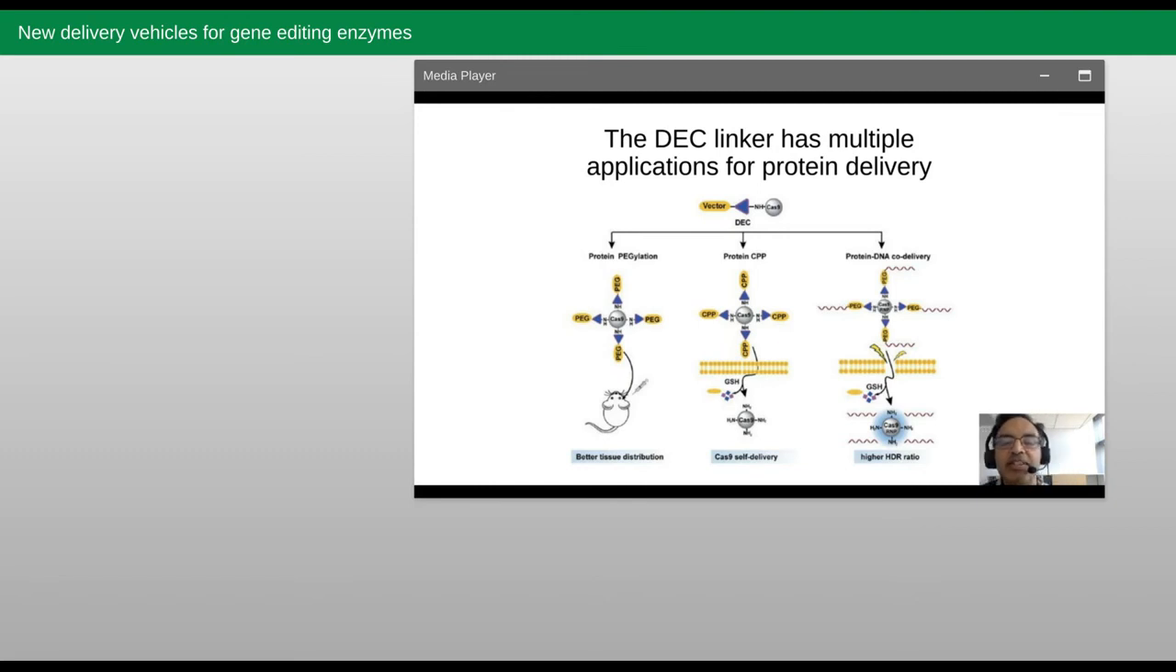There are numerous applications of the DEC linker. I'm going to talk about two of them today. The first one is to conjugate PEG to the Cas9 to enhance its tissue diffusion in the brain, and this is under the heading of protein pegylation. The next application will be to conjugate cell-penetrating peptides to Cas9 to make a self-delivering Cas9.